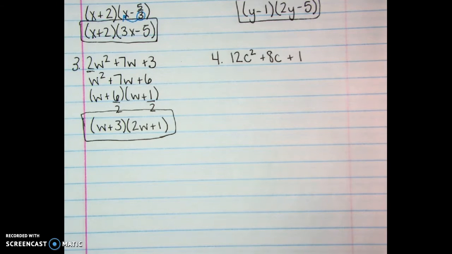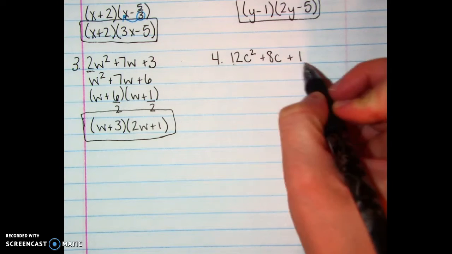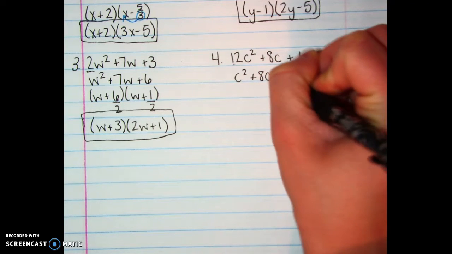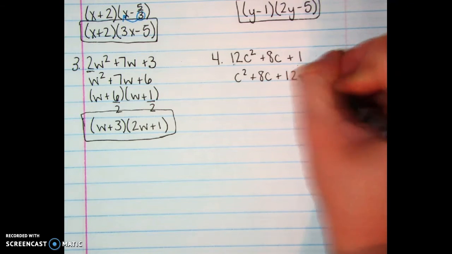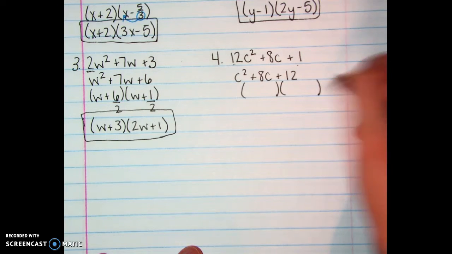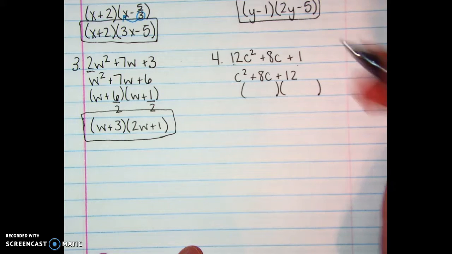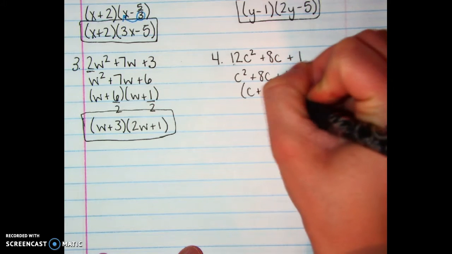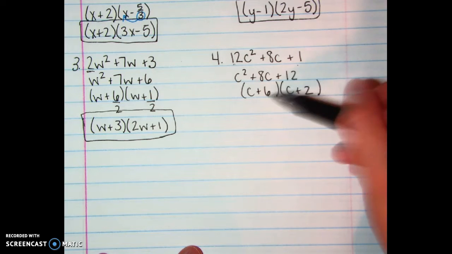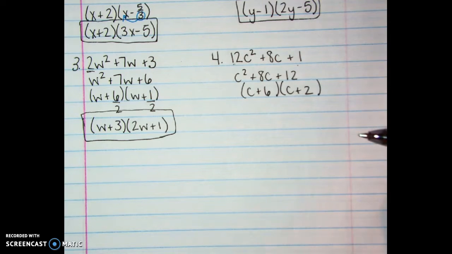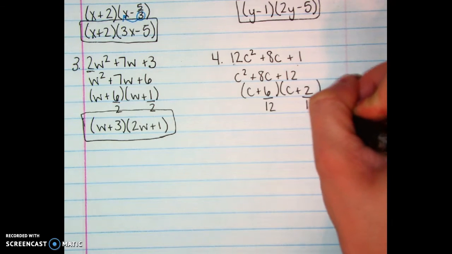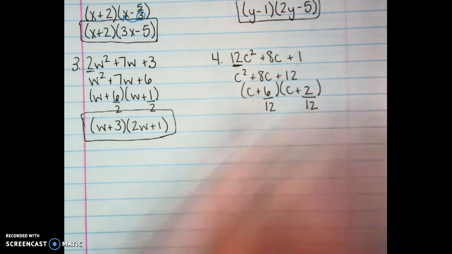Okay, same thing. I'm going to move the 12 to the back, so that's c squared plus 8c plus 1 times 12 is 12. Factor that like normal. They're both plus, so that means both of mine are going to be plus. That is c plus 6, c plus 2. 6 times 2 is 12, 6 plus 2 is 8. I'm going to divide them by 12 because of this number right here.